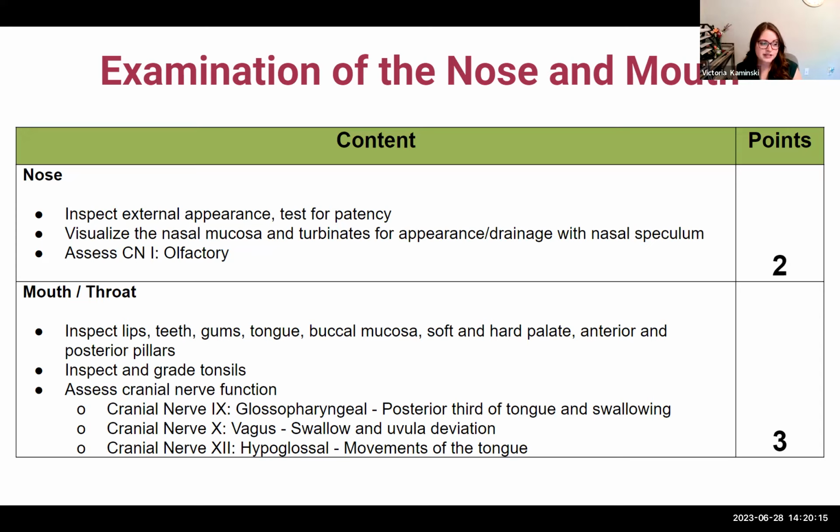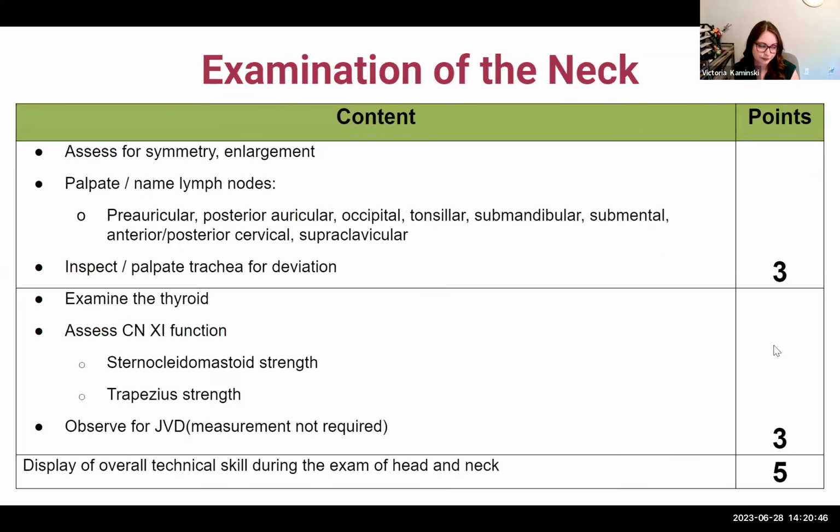For mouth and throat, inspecting the lips, teeth, gums, tongue, buccal mucosa, the soft and hard palate, as well as the anterior and posterior pillars. Inspecting and grading the tonsils, and assessing cranial nerve function. So there are 3 cranial nerves associated with the mouth, and that's cranial nerve 9, glossopharyngeal, cranial nerve 10, vagus, and cranial nerve 12, hypoglossal, and their associated movements and functions there. So you will need to, again, verbalize the name as well as the number and their function as you are performing and testing the cranial nerves.